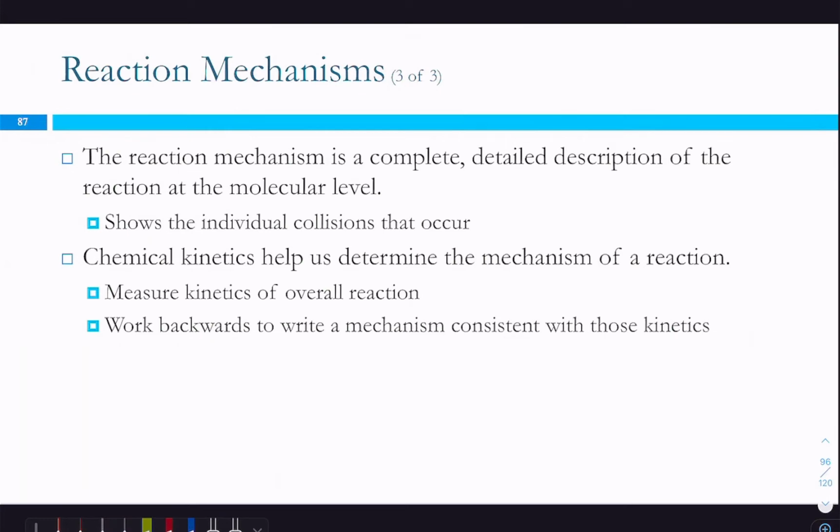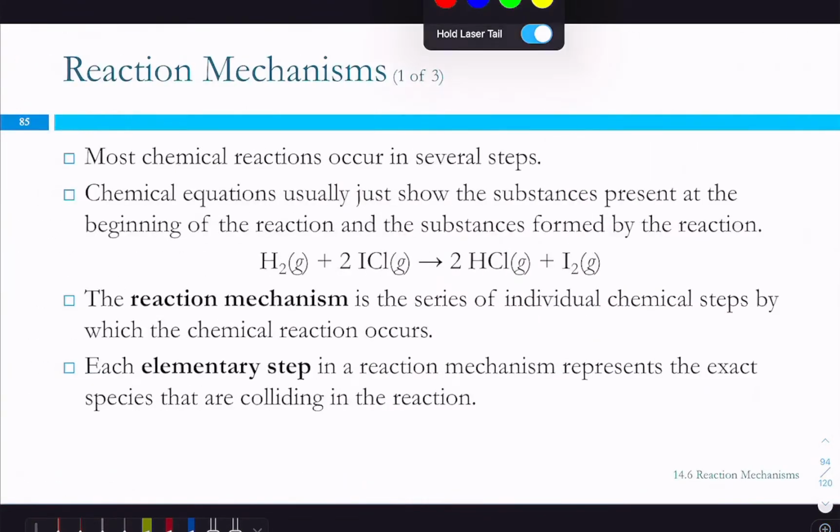Let's use this one as an example. If we want to know more about how this reaction works, we would take hydrogen and iodine monochloride, put them into a reactor, and do initial rates. We would put in known concentrations, vary those concentrations, figure out what the rate law is, and calculate what K is. This is the actual rate law, what we've observed with our experiment. Now let's work backwards from that information and figure out what steps could have caused that rate.